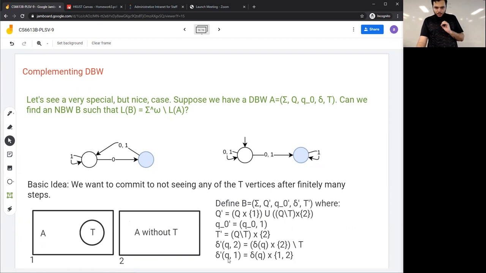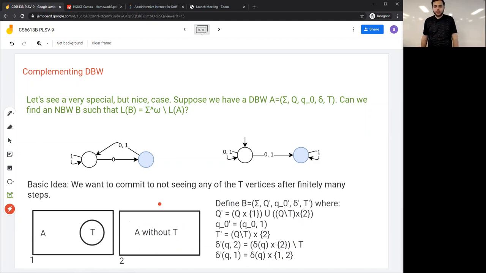So this is what I'm saying here. So at each point, you can either just remain in copy one or go to copy two. But as soon as you go into copy two, you no longer have those T vertices. You no longer can visit those, right? And what is our target set now? What vertices do we want to visit infinitely many times in this whole larger automaton? Well, we just want to visit the second copy infinitely many times, right?